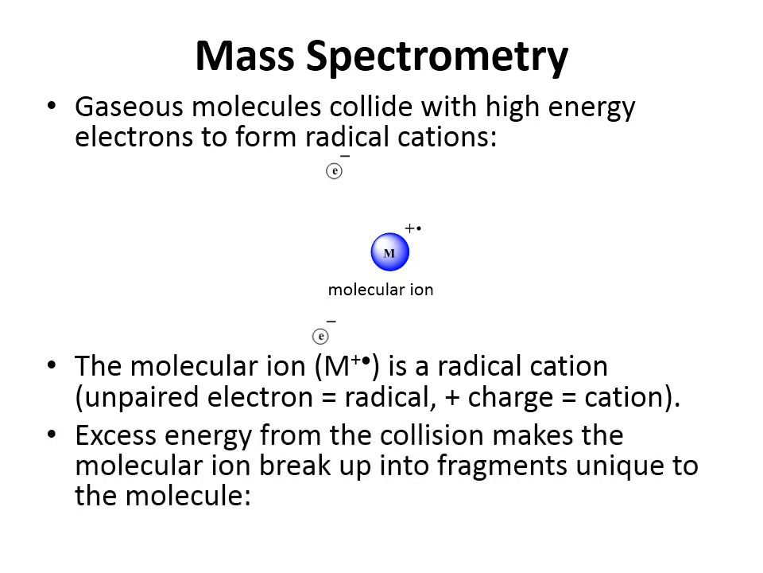Excess energy from the collision makes the molecular ion break up into fragments unique to the molecule. So for example, with CH4+ dot, that's the molecular ion for methane, we can either break up into CH3+ and a hydrogen atom, or a proton and a CH3 radical.